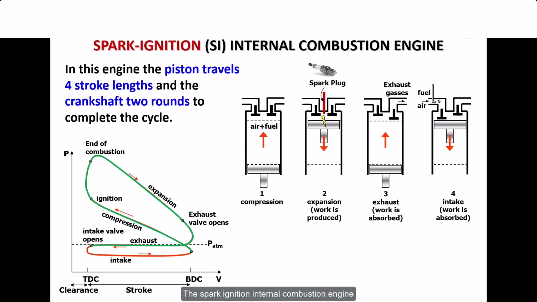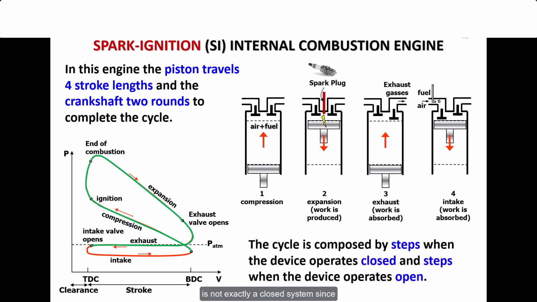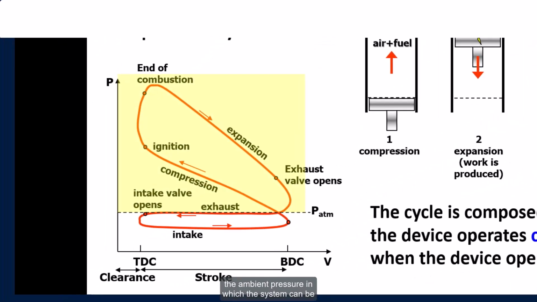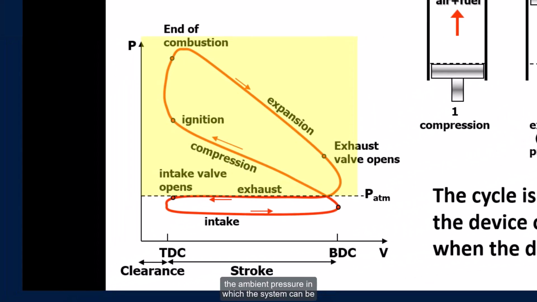The spark ignition internal combustion engine is not exactly a closed system, since there are times during which the system is closed and times when it is open. We can identify the zone above the ambient pressure in which the system can be approximated as a closed system, and the zone below the ambient pressure in which the system is open. The cycle we are seeing here is called the indicated cycle.